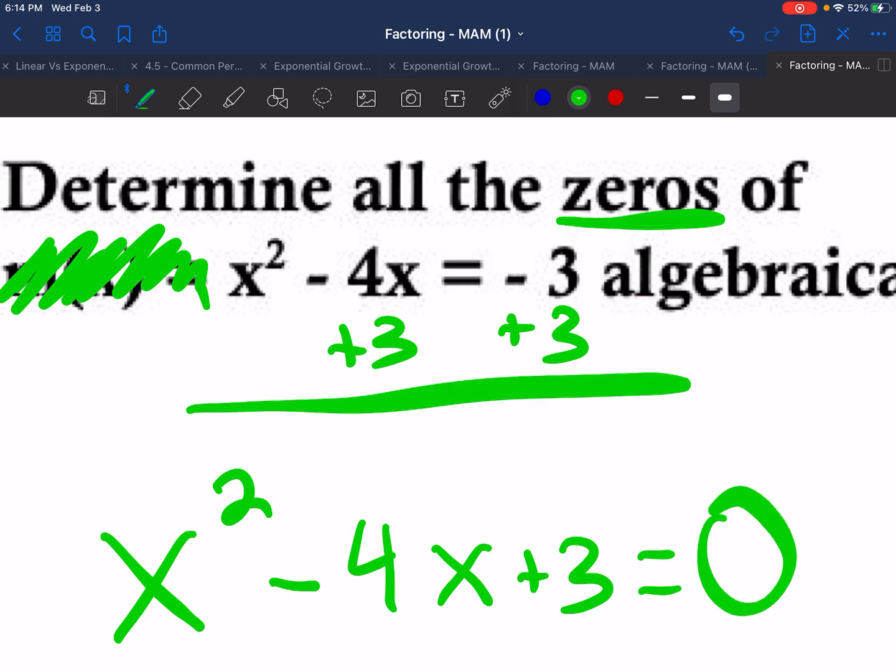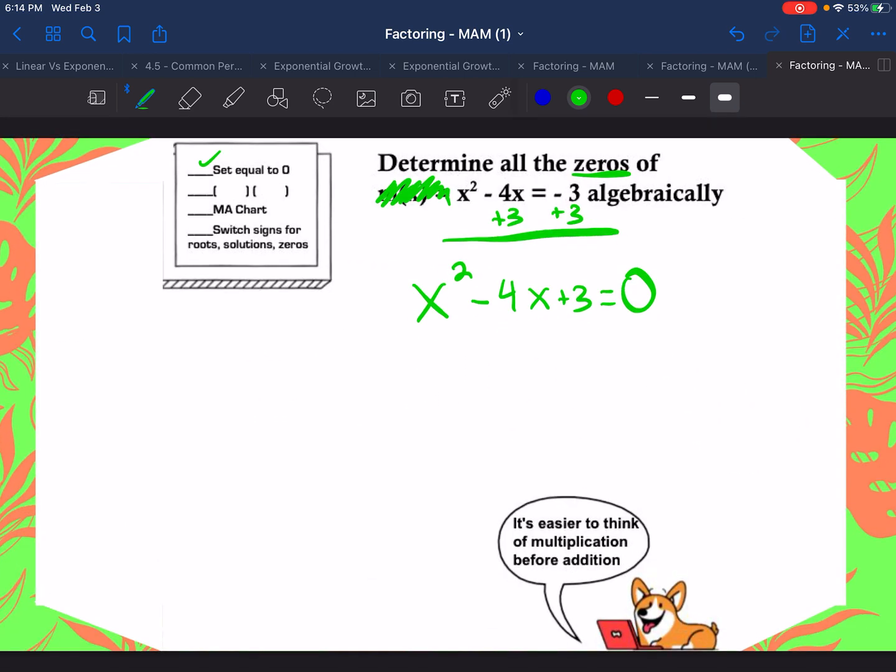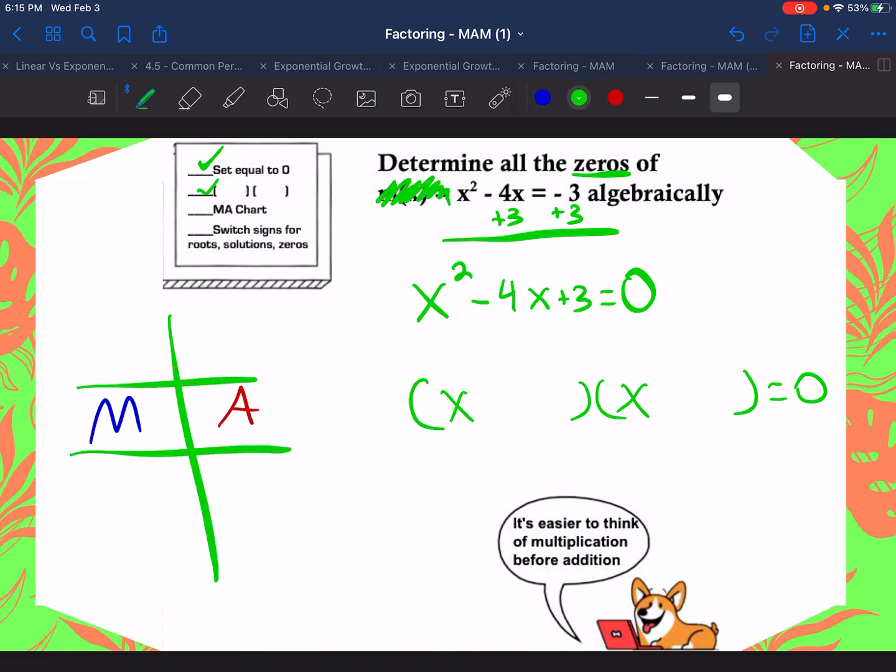That's 0. So when I said set equal to 0, done and done. Now I know I'm going to be using factors, so I can set up my double bubble with my x and x. And now I'm going to do my MA chart, my multiply and add chart. I like to put MA, then make a fancy T chart there. And I'm going to do MAM on top of my trinomial.